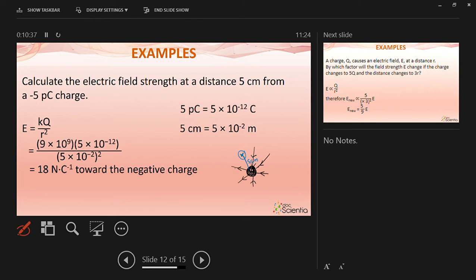Daar lê nie iets op daai merkie nie. Ons wil net weet wat is die veldsterkte daar. Okay, so that's what we're going to do. But it's as simple as using K. K is the same one you have been using. Onthou pico is tot die mag -12. And you have to make sure that your distance is in meters. So jy moet omsit van centimeter na meter toe en onthou van jou kwadraat.